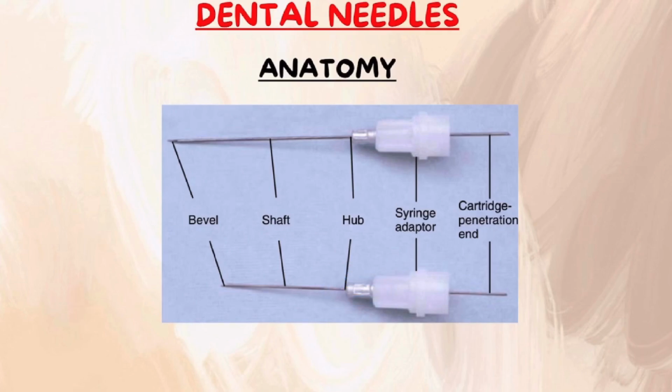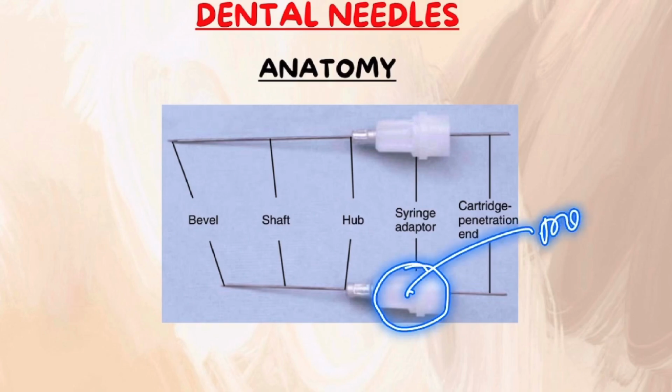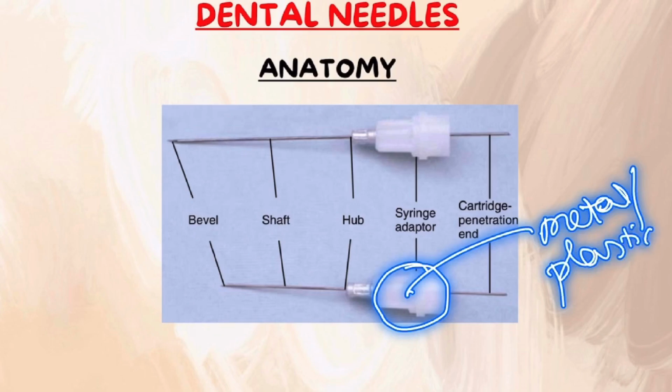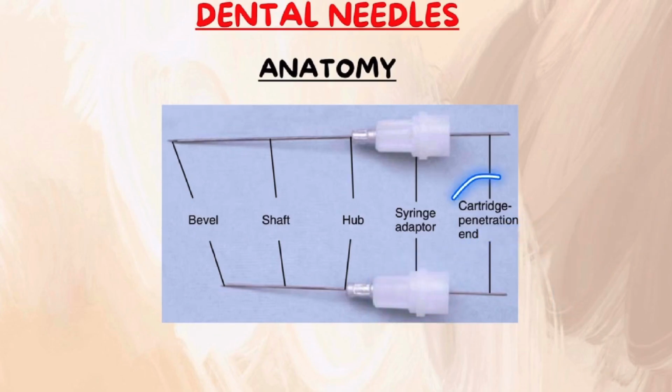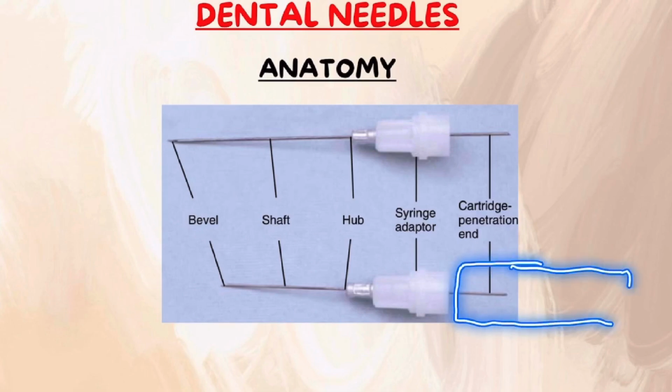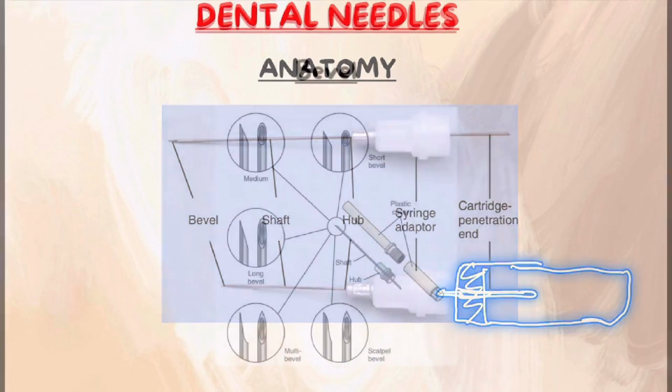Syringe adapter can either be metal or plastic. So this portion can be metal or it can be plastic. Cartridge penetrating end is the part of the needle that enters into the anesthetic cartridge. So this portion enters into the anesthetic cartridge.